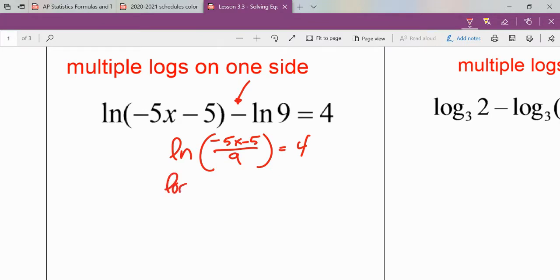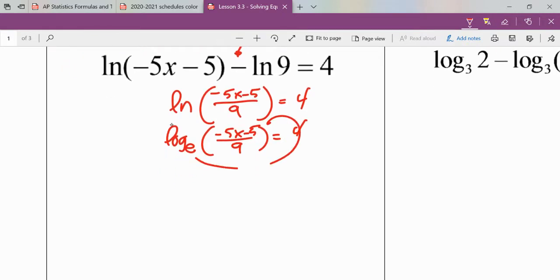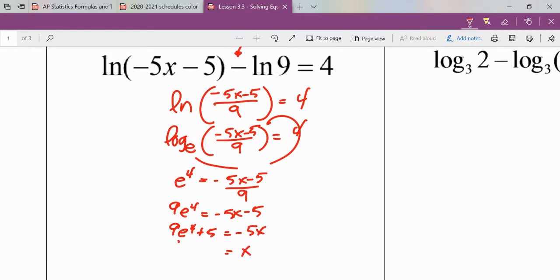So again, I'd say natural log is really log base e. And I have negative 5x minus 5 over 9 equals 4. And I could loop. So I'd have e to the 4th equals negative 5x minus 5 over 9. And then just clear those fractions by multiplying by 9 each side. So I'd have 9 e to the 4th equals negative 5x minus 5. And add 5. So 9 e to the 4th plus 5 equals negative 5x. And then divide everything by negative 5. So 9 e to the 4th plus 5 divided by negative 5. And you could go ahead and put that in your calculator if you needed a decimal approximation. But again, this final answer, that's what x is, so should be fine.